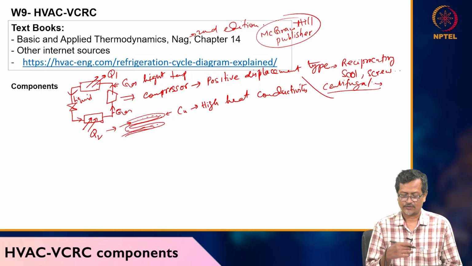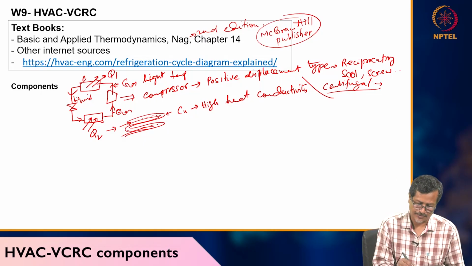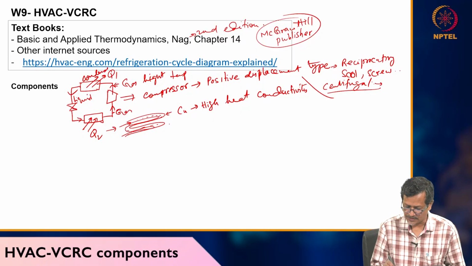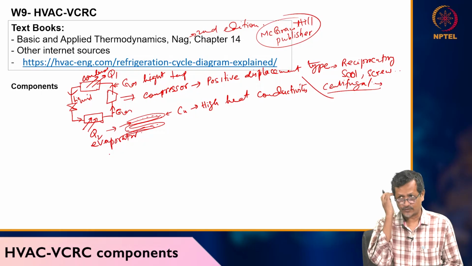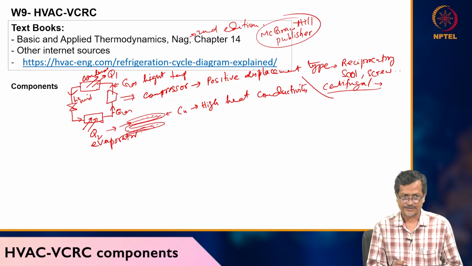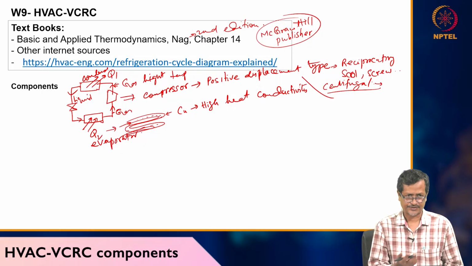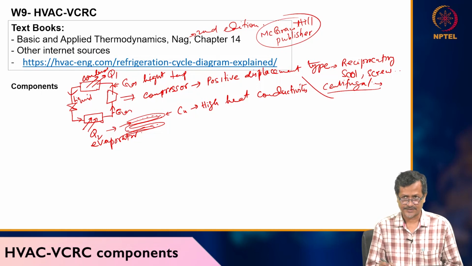The condenser also will be a copper pipe, and again heat will be dissipated in the atmosphere. So this is the condenser, and this is the evaporator. Many times the condenser will be air cooled or water cooled. A domestic refrigeration system or fridge will be air cooled. But in a big industrial system, the condenser will normally be water cooled, also possible.